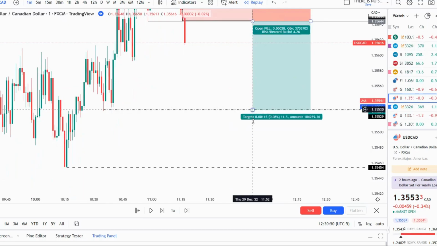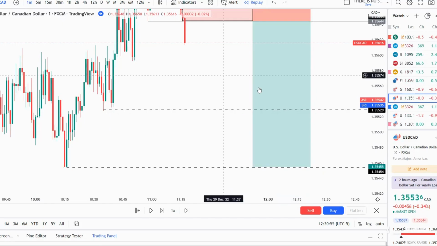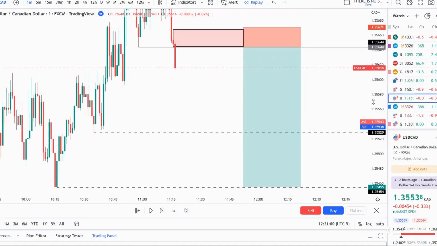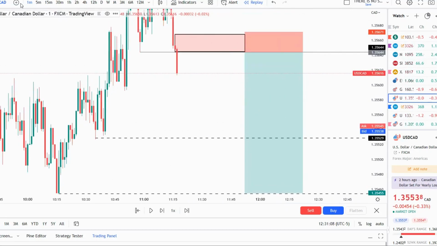I wouldn't suggest a lot. And then you can go ahead and go for this level here, right? Which would give you a nice setup here, right? So this is first things first. And guys, while you're waiting for that retracement, you have enough time to calculate your risk to reward. You have enough time. And this is the 1-minute time frame.